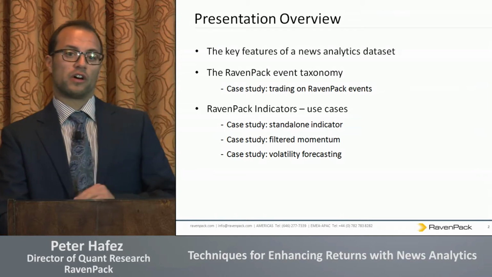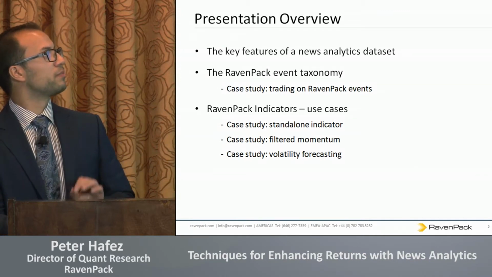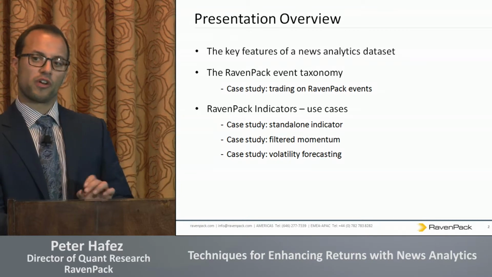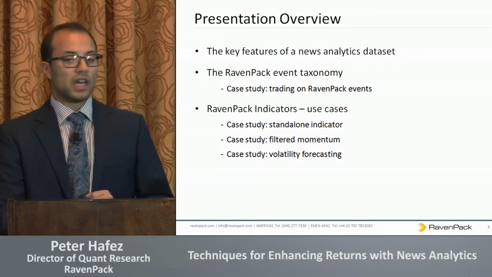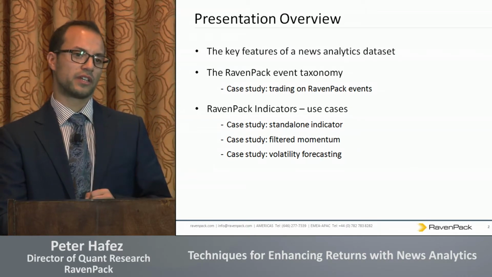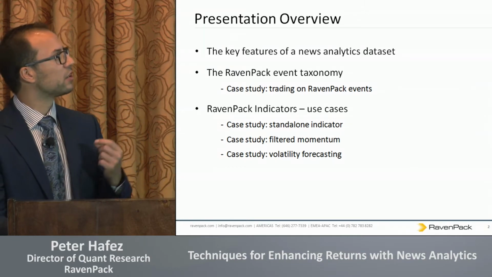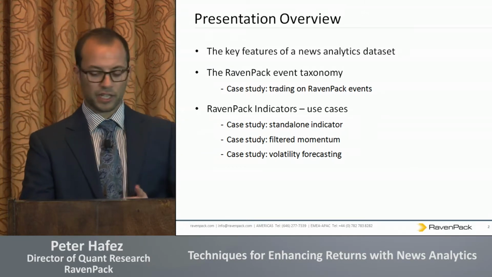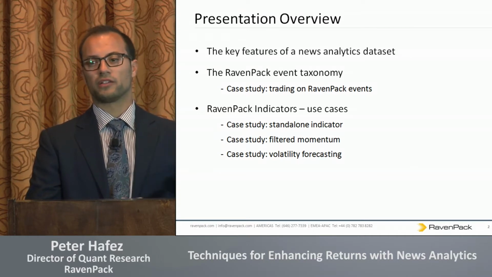I'm then going to move on to a simple case study where we try to come up with a very simple way of, can you say, trading the event level information. And then for the rest of the presentation, I'm going to focus on the indicators that were made available today through the FactSet platform. So basically looking at RavenPack equity indicators. And I'm going to focus on 3 use cases. I'm going to look at them as a standalone indicator.